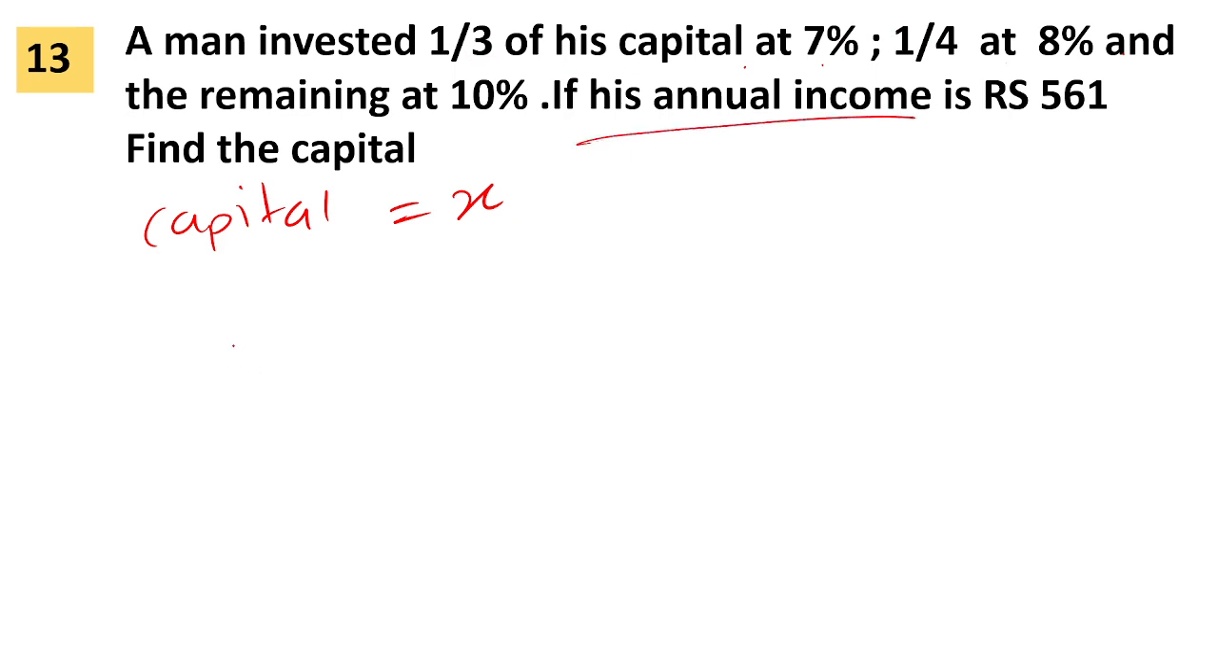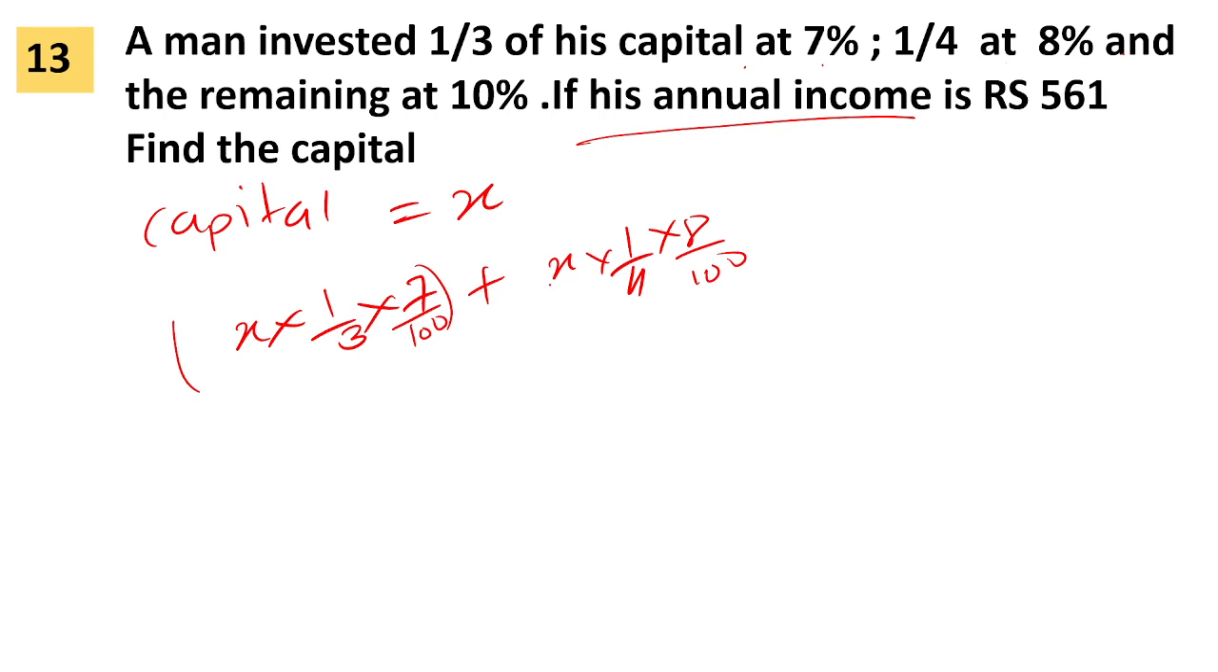So capital is x, x into 1/3 for the year, the rate is 7. Again we have to do addition, as annual means total. Then x into 1/4 into 8%, divided by 100. Here also you have to divide by 100, because the formula is PRN by 100. The last one is important, the remaining: 1 minus (1/3 plus 1/4) into 10 into 1/100.